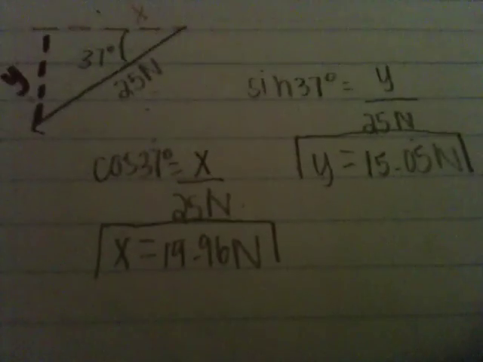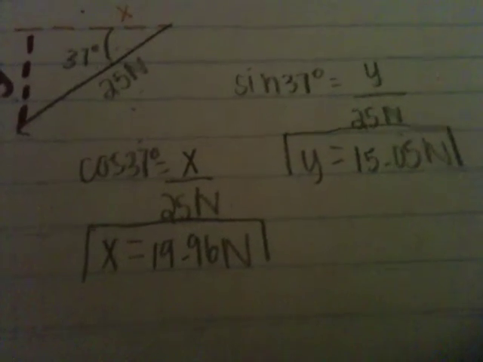So we have an x component of 19.96 newtons and a y component of 15.05 newtons.